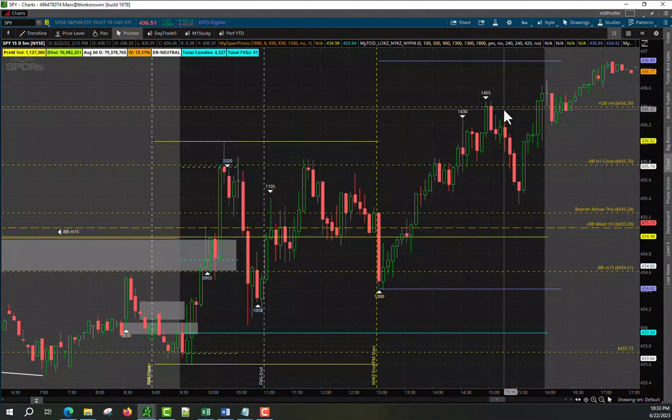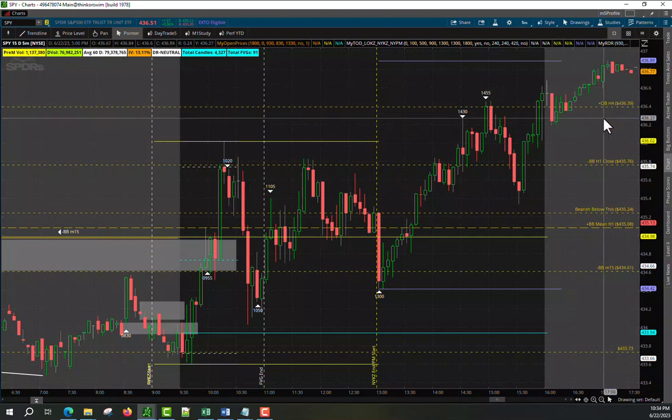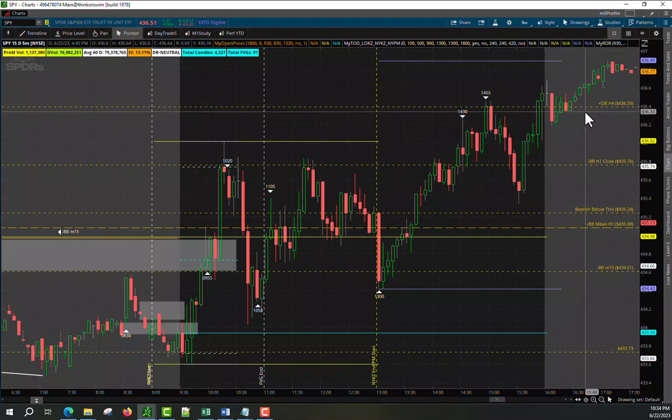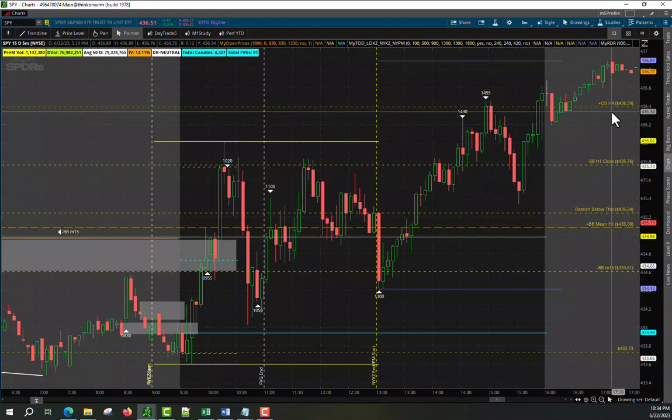And it is confluent with the level of the high time frame PD array. That's the ICT terminology, which is basically a high time frame point of entry. In this case, it's an order block. H4 stands for the 4-hour time frame. It is a bullish order block.